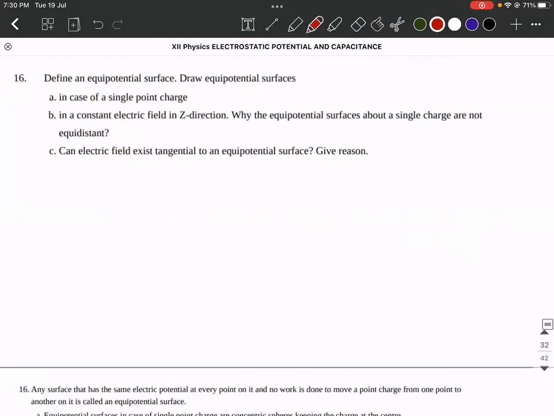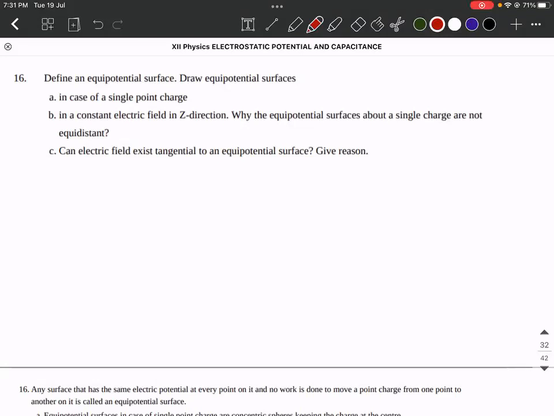Define an equipotential surface. Draw the equipotential surface in case of a single point charge in a constant electric field which is in the z direction. Why are the equipotential surfaces about a single charge not equidistant? Can an electric field exist tangential to an equipotential surface? Give a reason.